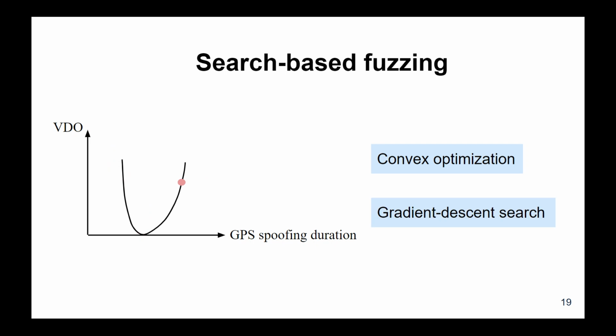To solve this, we apply gradient descent search, which is known to be efficient for a convex optimization problem. During the search, we calculate the gradient of the current point to update the spoofing parameters. This gradient information is helpful for speeding up the search process and finally guiding us to the global minimum.